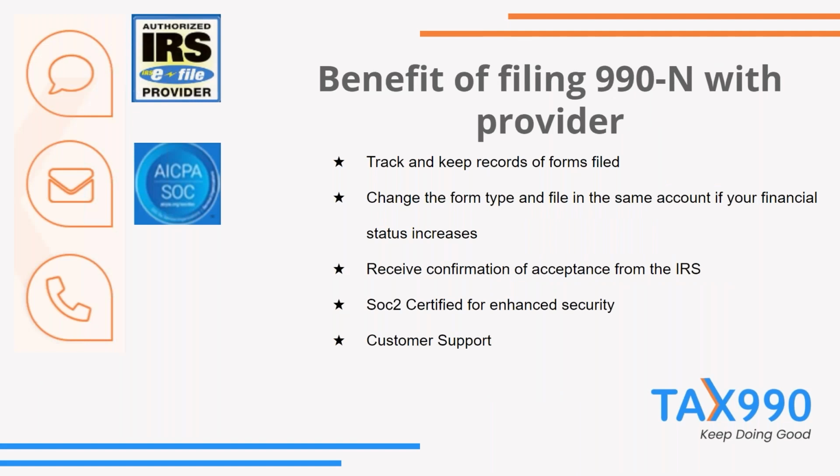With Tax 990, we offer several benefits to filing the 990N form. You'll be able to track and keep records of your forms filed. You'll be able to change the form type and file in the same account if your financial status increases in an upcoming year. And you'll receive confirmation of acceptance from the IRS so you have peace of mind in knowing the form status. Well, we are going to look at other Tax 990 features here shortly.